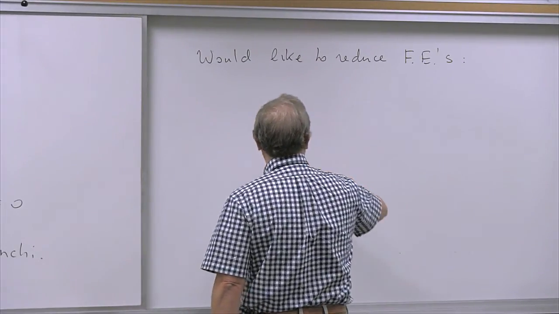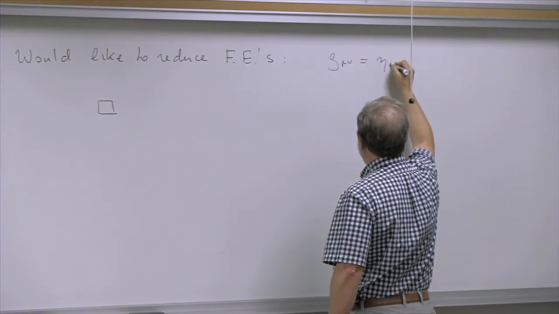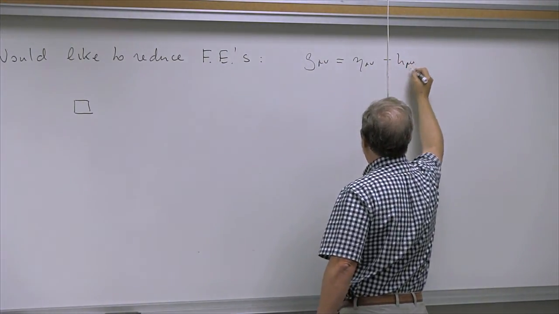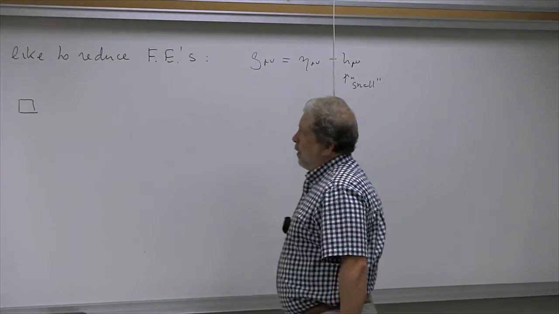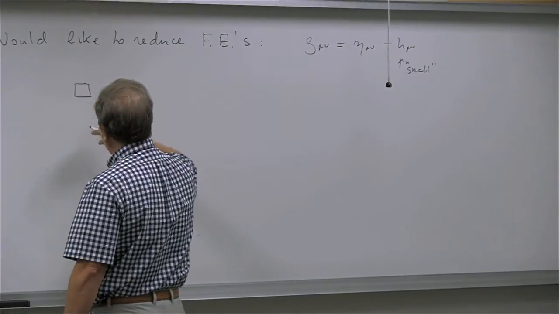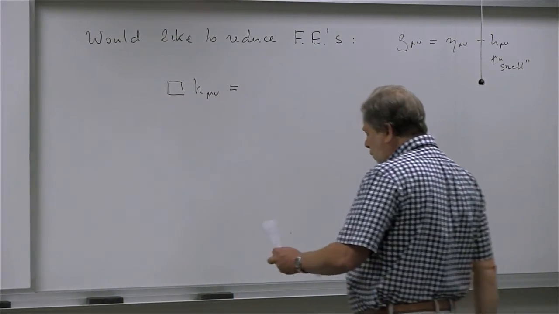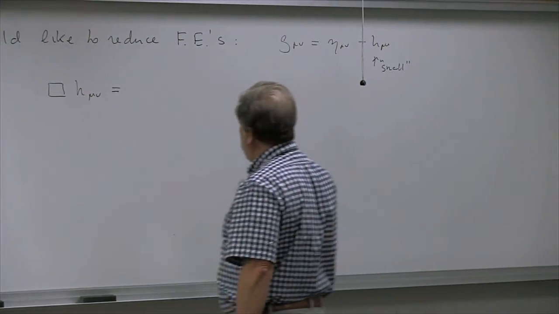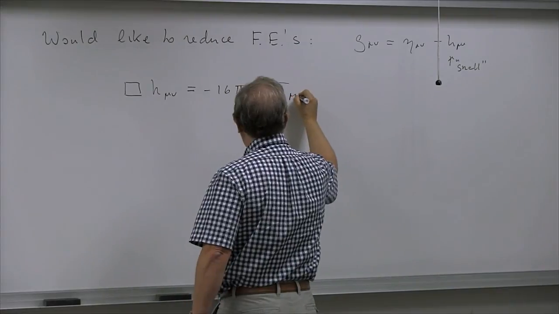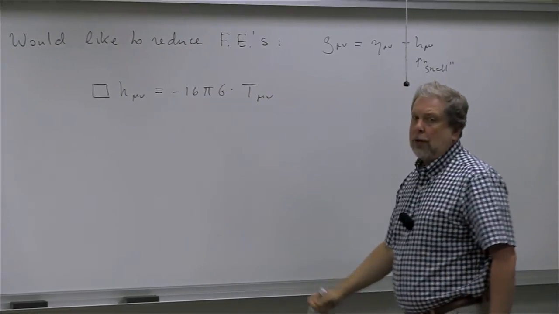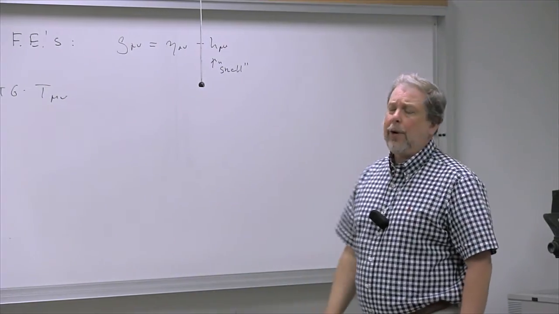That is, you would like to write that, and usually you write the metric as g_μν = η_μν + h_μν, where h is small in some sense, right? You would like to reduce the field equations to something like □h_μν = -16πG T_μν. Right? You would like to force it into this form, and of course none of that looks like that yet, right?